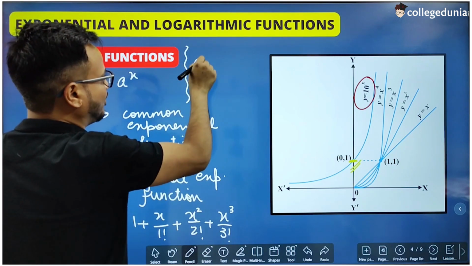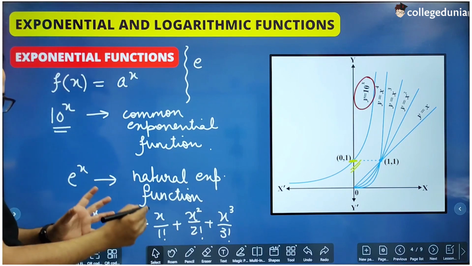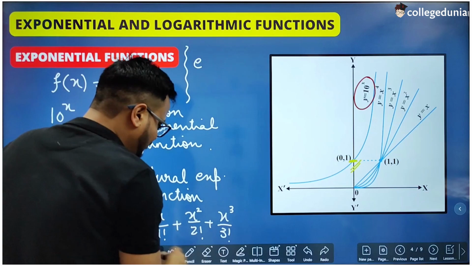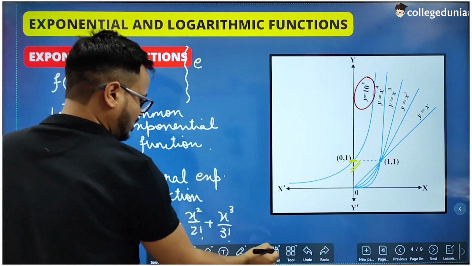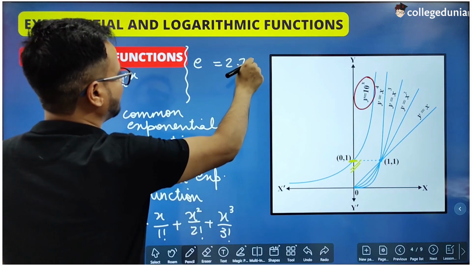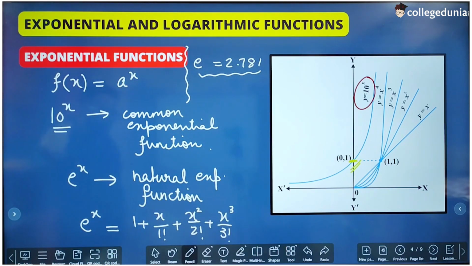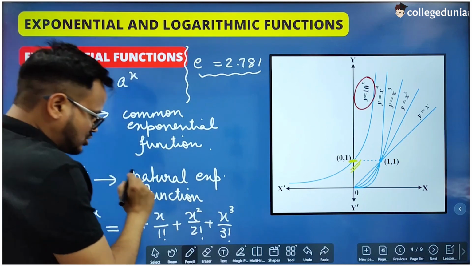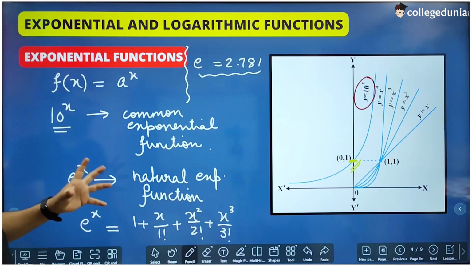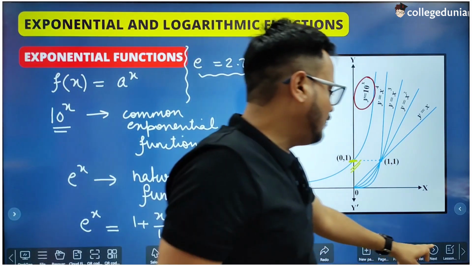You are going to get the value of e when you put x as 1 on the left hand side and right hand side. So if you put x as 1 on the right hand side, after solving this you will get this value equal to 2.781, right? So e raised to power x is called natural exponential function, 10 raised to power x is called common exponential function, or any number raised to power x is your exponential function.